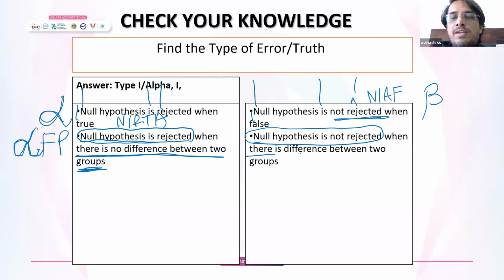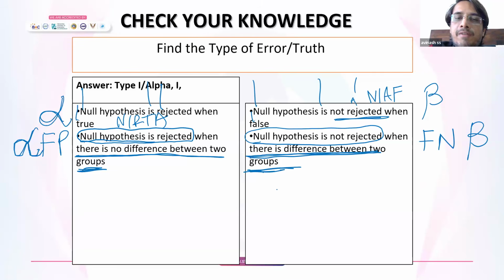When there is a difference between two groups, we should have rejected the null hypothesis, but here we are not rejecting the null hypothesis and we are saying there is no difference. That means we are giving a false negative finding, which is nothing but the beta error. Same sentence in a different form.